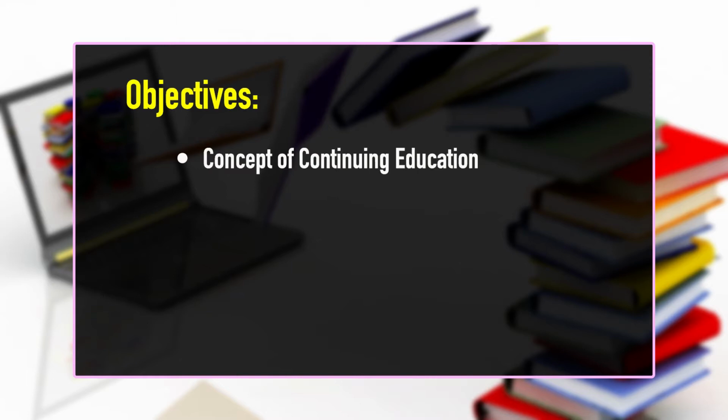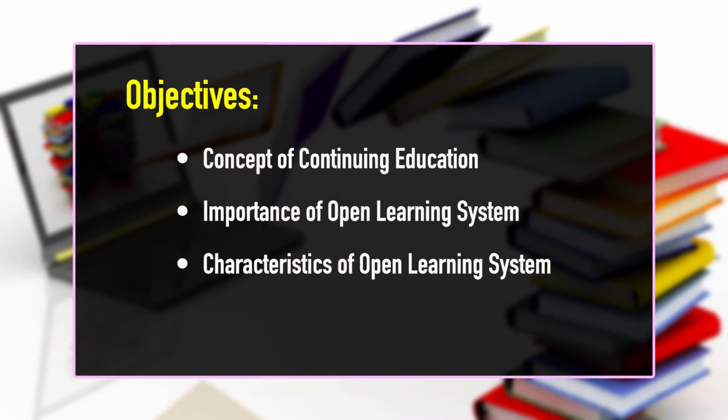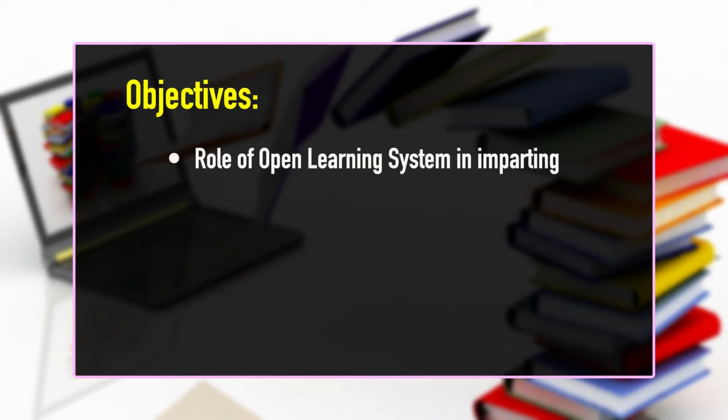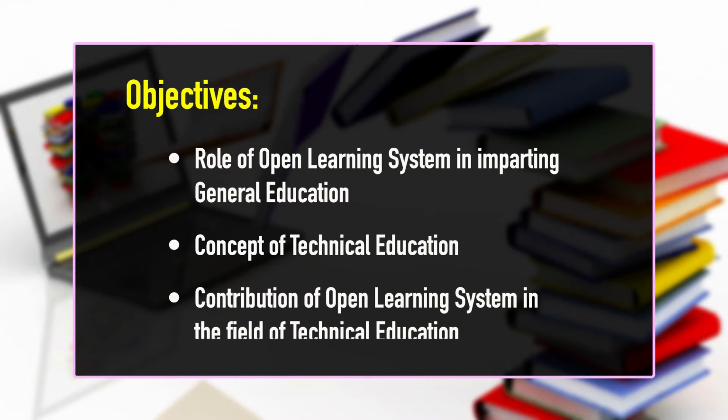to enable the students to understand the importance of open learning system, to familiarize the learners with the characteristics of open learning system, to familiarize the learners with the concept of journal education, to impart knowledge about the role of open learning system in imparting journal education, to make the students familiar with the concept of technical education, and to gain understanding about the contribution of open learning system in the field of technical education.